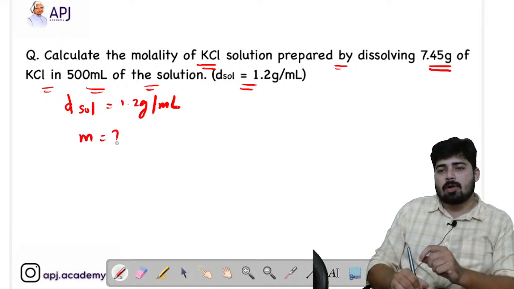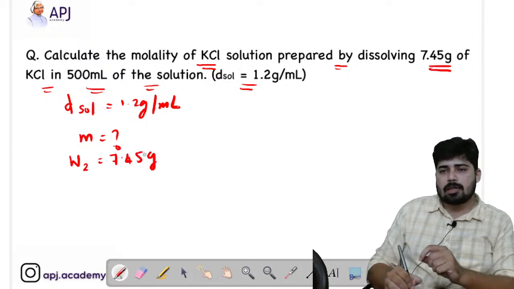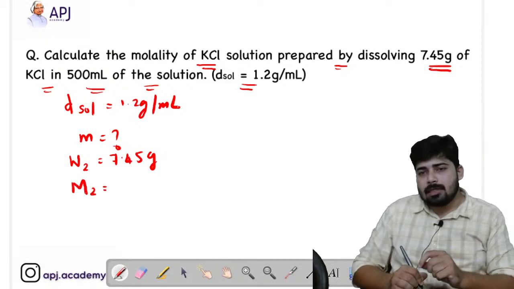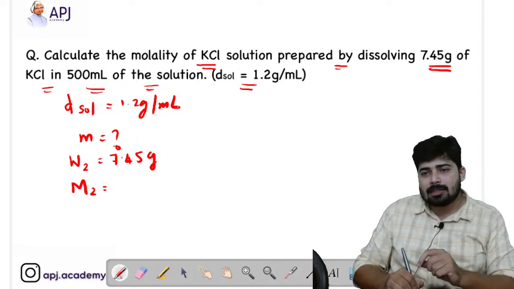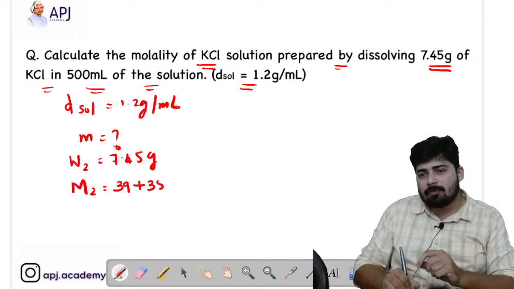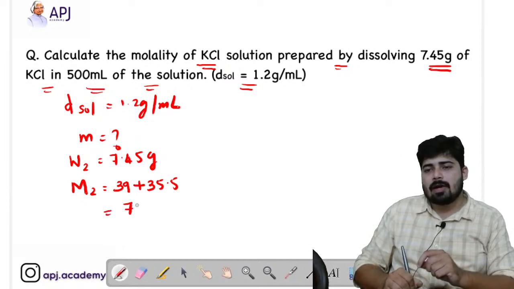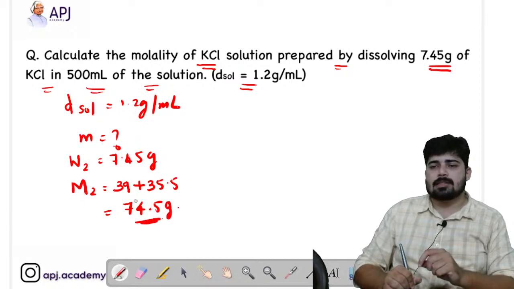You have to find out the molality. What all things are given? Weight of solute is given, that is 7.45 gram. Molar mass we can find out. Potassium is 39 gram per mole plus chlorine is 35.5 gram per mole. So 39 plus 35.5, we get 74.5 grams. That is the molar mass of KCl.